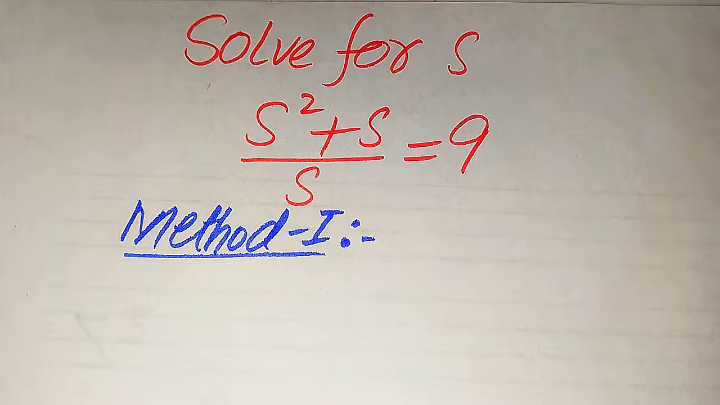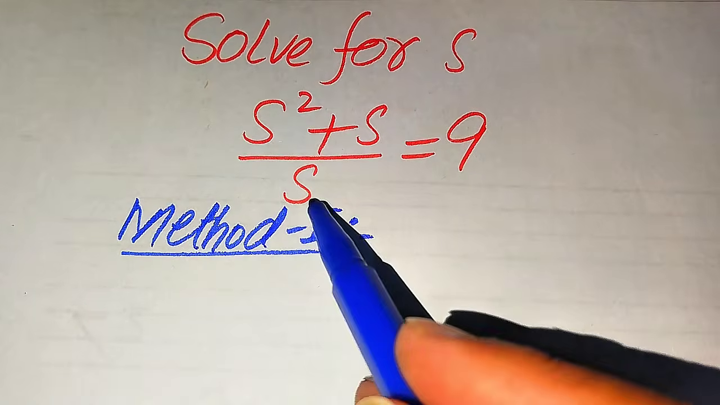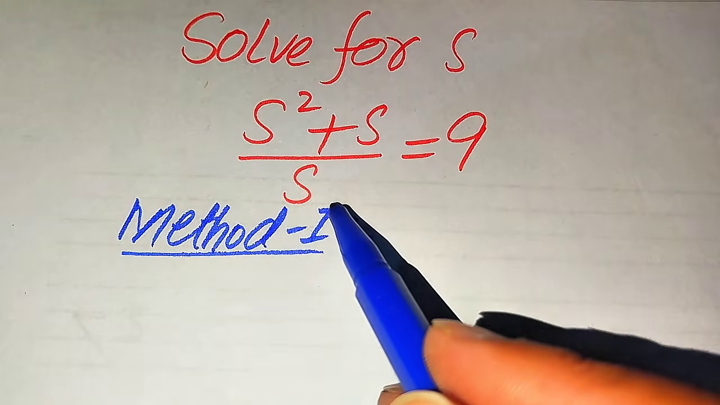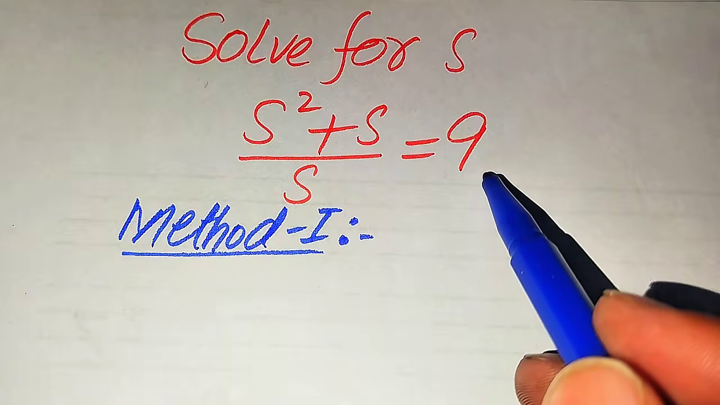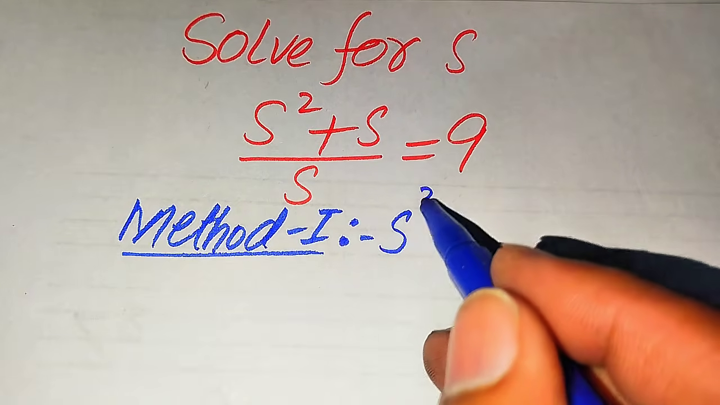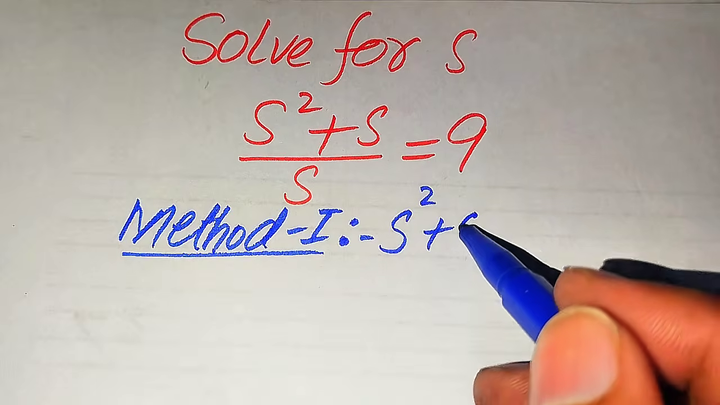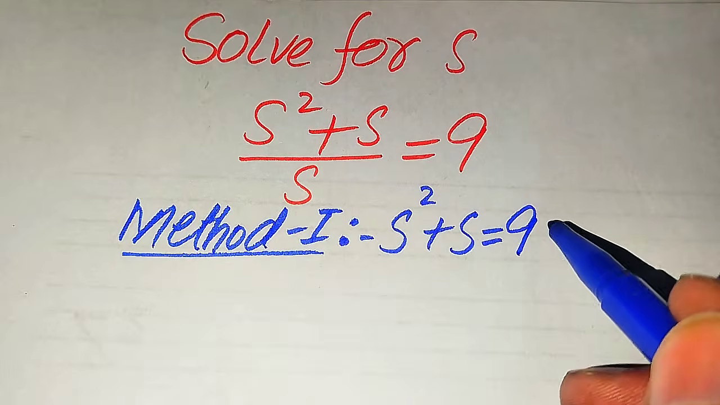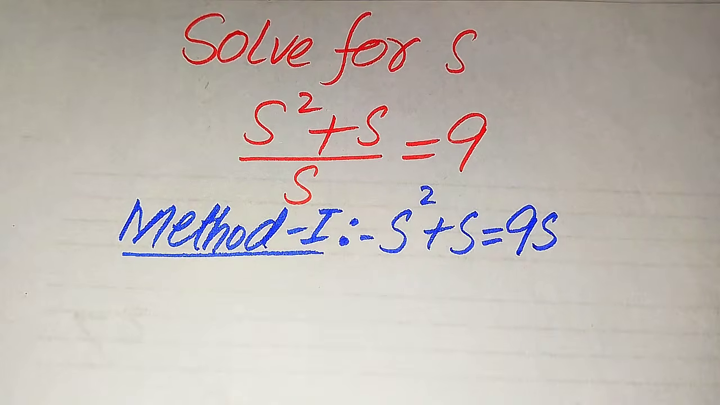And now in the first method, we need to move this s from the left hand side, where it is a divisor, to the right hand side. When we move it to the right hand side, it is multiplied by this 9, and it will be written as s square plus s is equal to 9 times s.